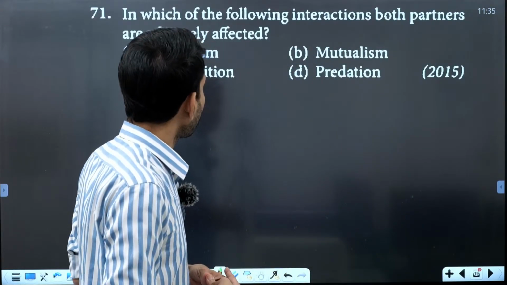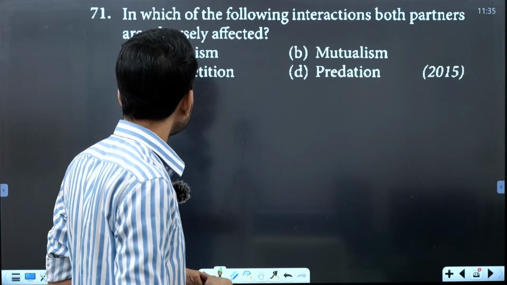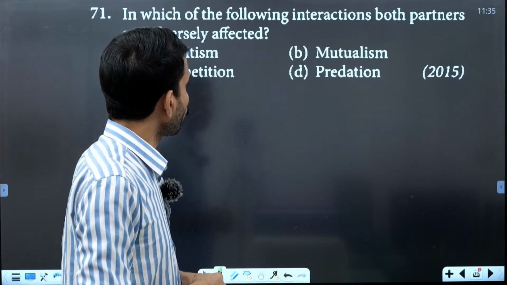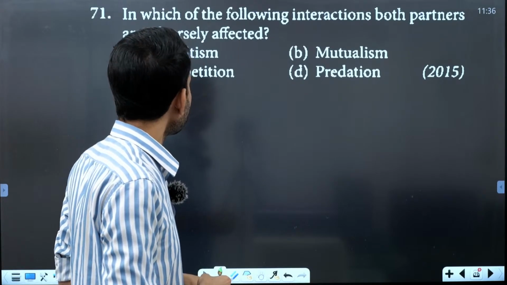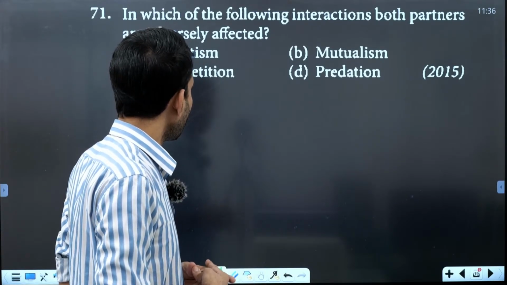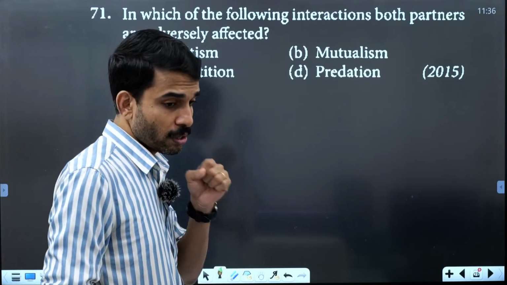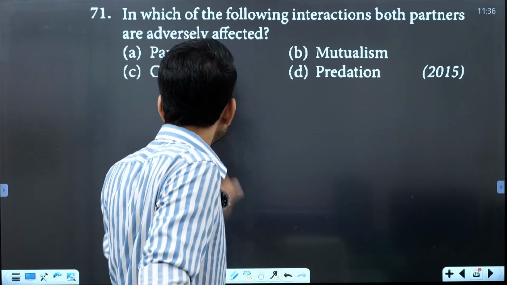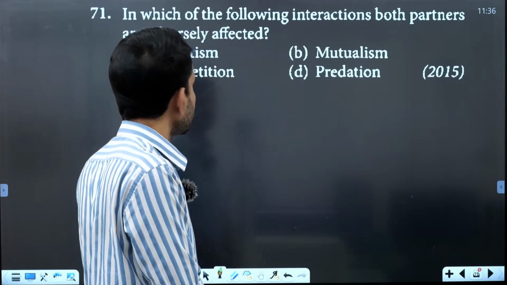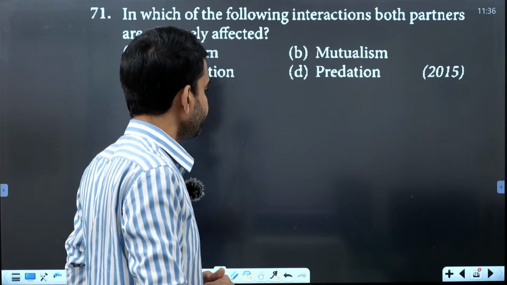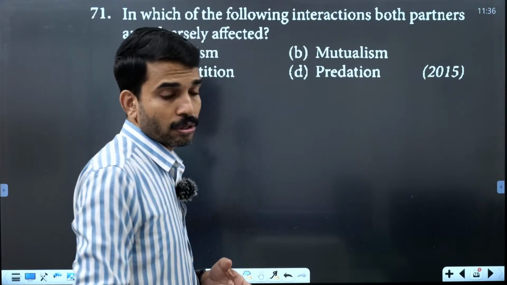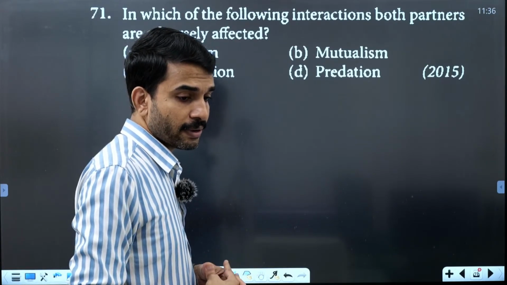Next one. In which one of the following interactions are both partners adversely affected? Parasitism is there, mutualism is there, competition is there, and also predation. Both will be getting negatively affected.